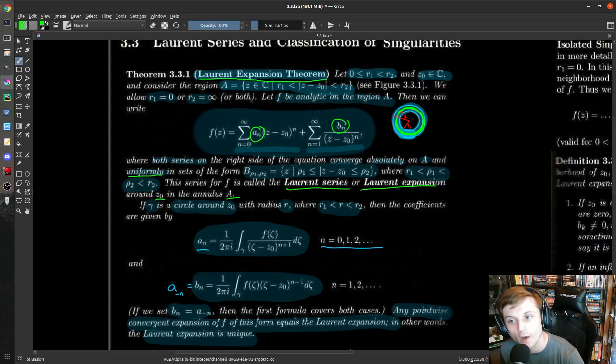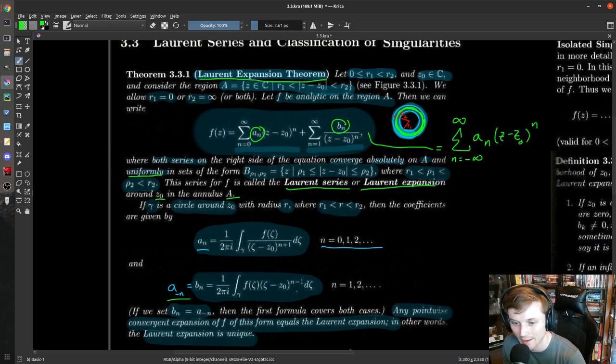One way to think about all of this is, if you take the b_n as negative n business, this piece here is basically the sum from n equals negative infinity to positive infinity of a_n (z minus c naught) to the n, assuming down here we let n be negative for negative n, you know what I mean? So this is just a double-sided power series, which is kind of cool.